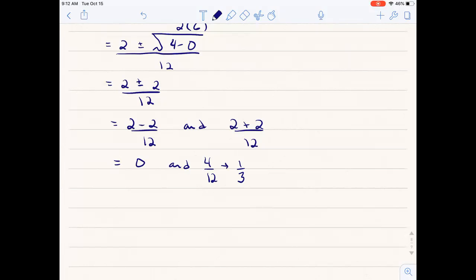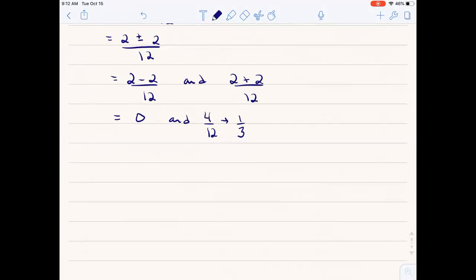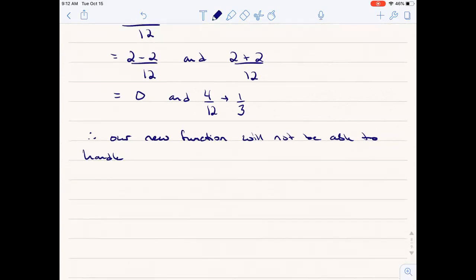All right. So we know that our new function will not be able to handle t's of 0 or 1 over 3. Okay. So therefore, our new function will not be able to handle t equals 0 and t equals 1 over 3.